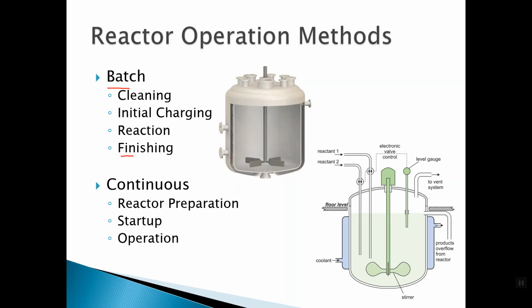Okay, so we just initially charge it and fill it up once. The main advantage to continuous is it doesn't take nearly as much time, because we just fill it up once. When we're using a batch, we're not making any money while we're cleaning it. We're not making any money while we're initially charging it. We're not making any money while we're letting it sit in there and react. We're only making money when we're pumping the products out, and only in the finishing.